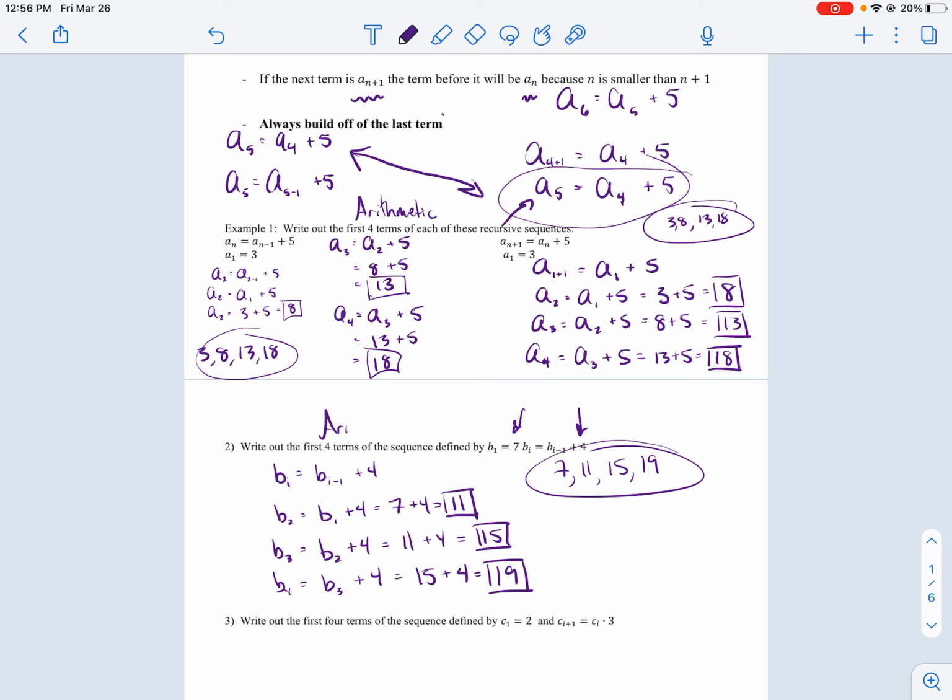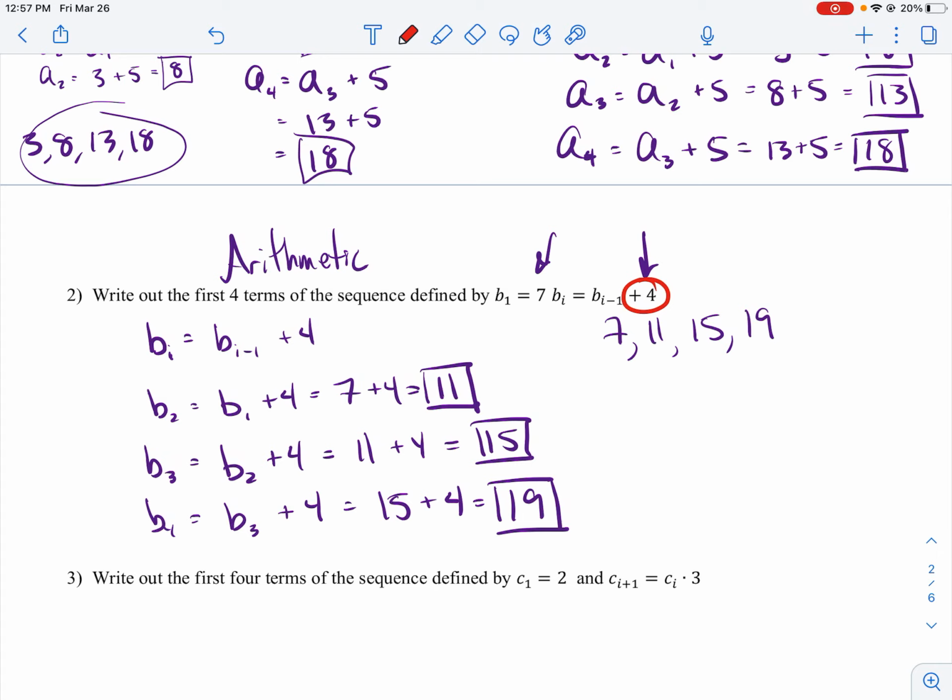The reason why I bring this up is that if you look down below, right here, what operation are we performing? Multiplication. So when you're trying to decipher what kind of sequence we're talking about here, that's where you want to look. If you see multiplication here, it's geometric. Addition or subtraction, because you can add negative numbers, it's going to be arithmetic.